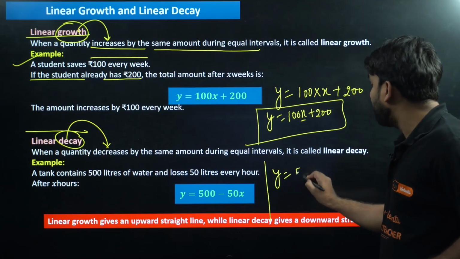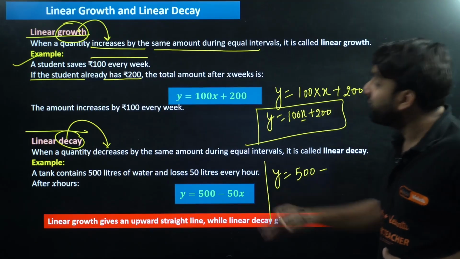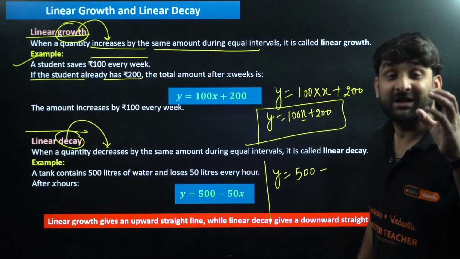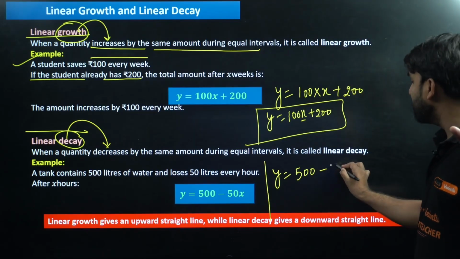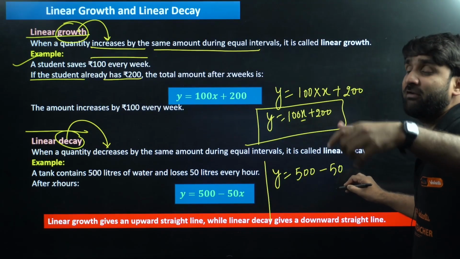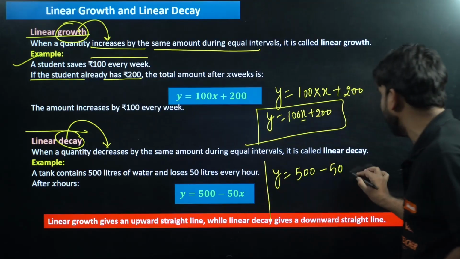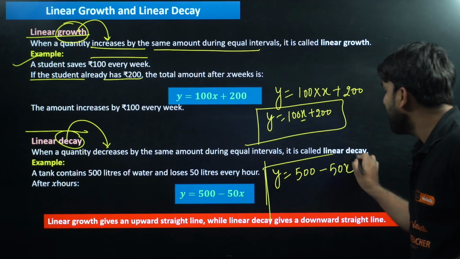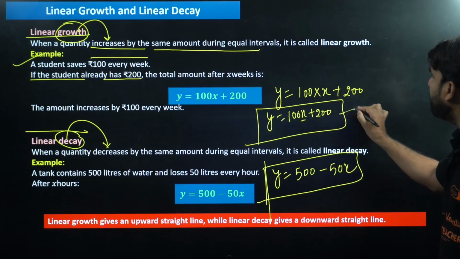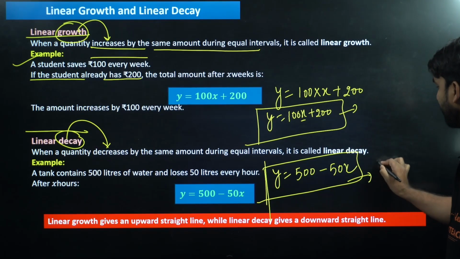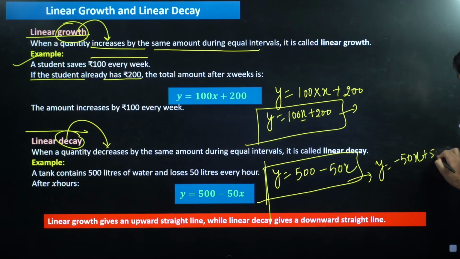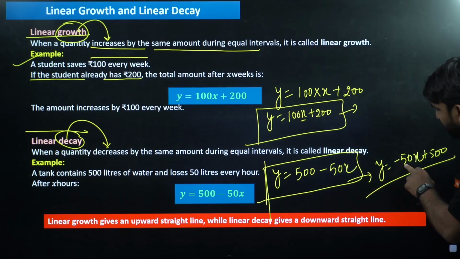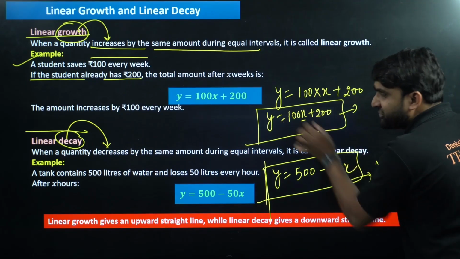So we have to subtract something from 500, because initially the tank was filled with 500. So 500 minus 50 into the number of hours, 2 hours, 3 hours, 4, 5, we can find anything. So this is 50x. Now can you see here, if you rearrange this equation, it can also be written as minus 50x plus 500. So here the coefficient of x is negative and there the coefficient of x is positive.